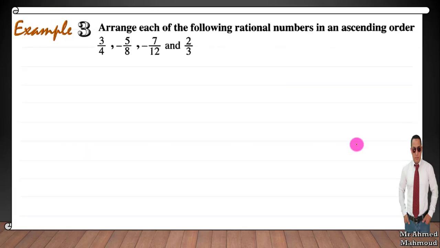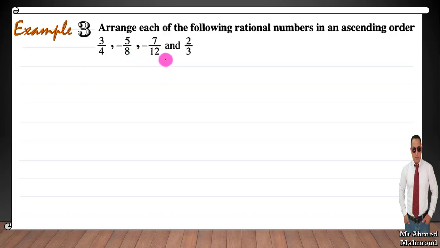In this example, arrange each of the following rational numbers in ascending order. Okay, to arrange these numbers in ascending order, I'm going to look at the biggest denominator, 12, and I'm going to divide 12 by the other denominators. 12 divided by 3, it's okay, equals 4. 12 divided by 4, it's okay, equals 3. 12 divided by 8, it's not okay. 12 divided by 8 gives me a fraction. So 12 is not divisible by 8.